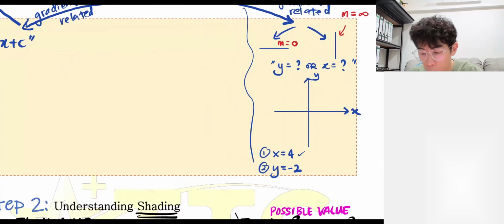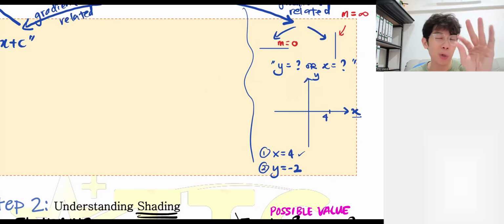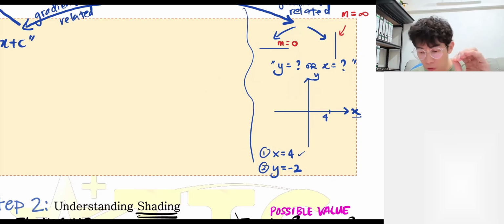Very simple. You go to the x-axis, you go to number 4. Let's say it's over here. I put a 4 there. You're going to draw a line that passes through 4 and passes through the x-axis. Then there's the one. So this is x equals 4. I'm done.